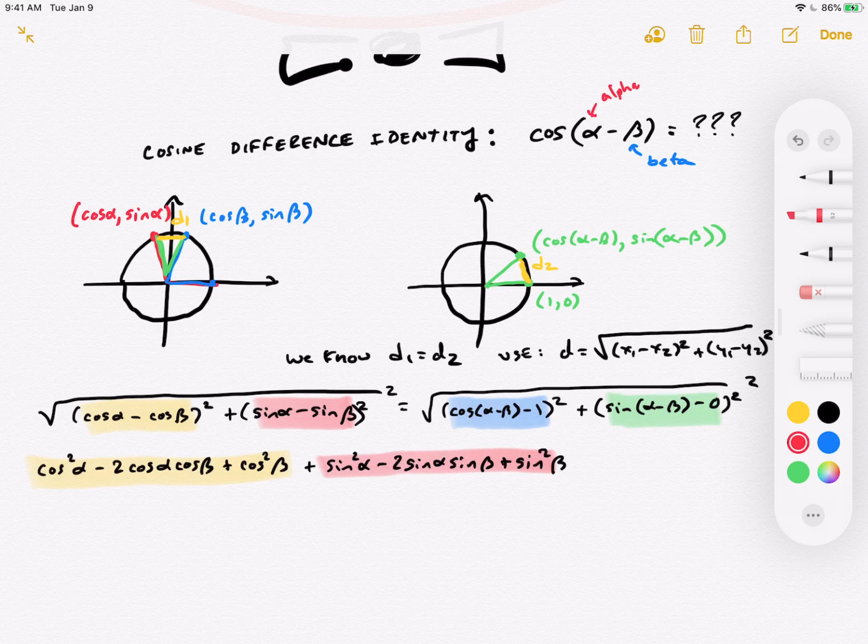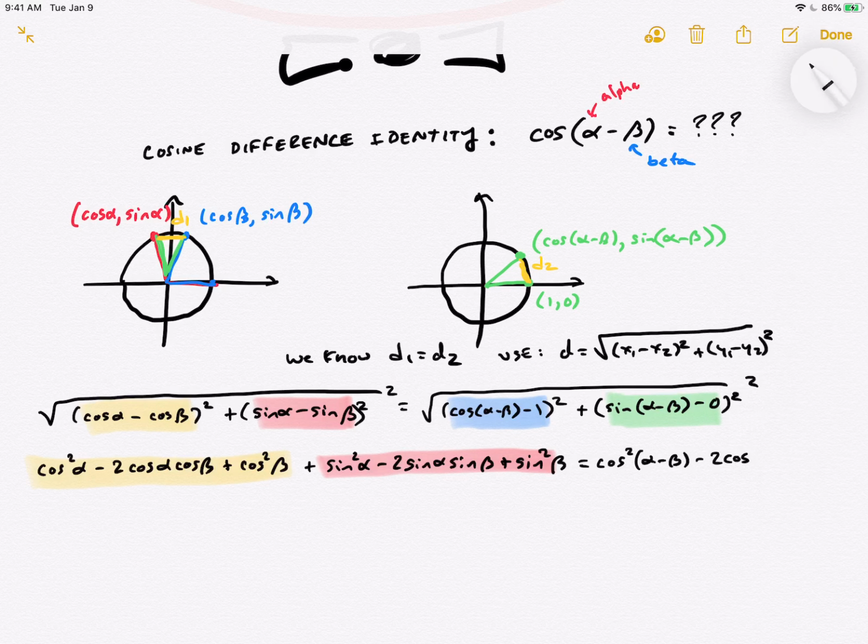the red part. And then on the other side of the equal sign, I'll have a cosine squared alpha minus beta minus 2 cosine alpha minus beta plus 1. That is the blue part. And the green part, I'll just squeeze in right here, will be plus sine squared alpha minus beta. Okay, great.